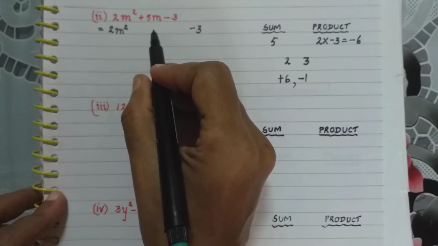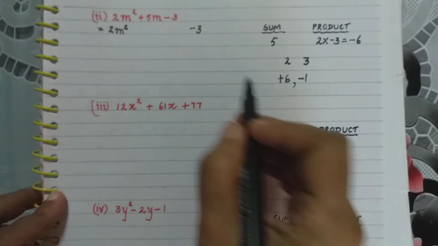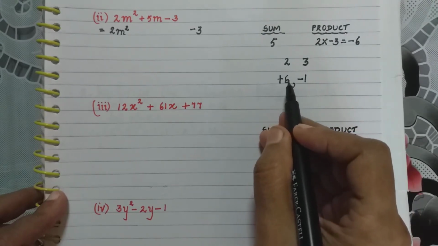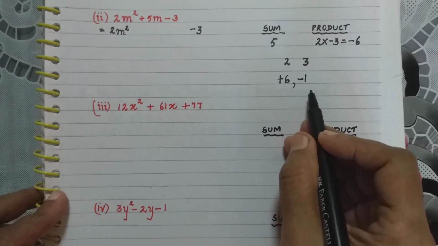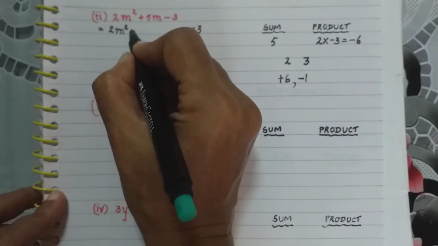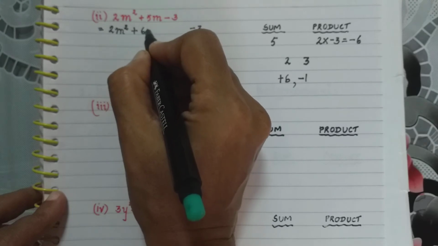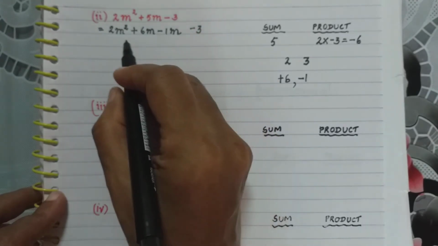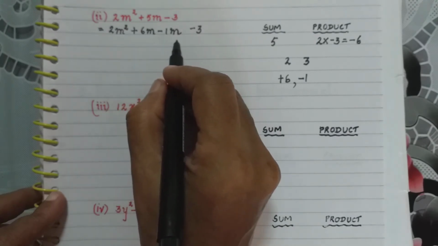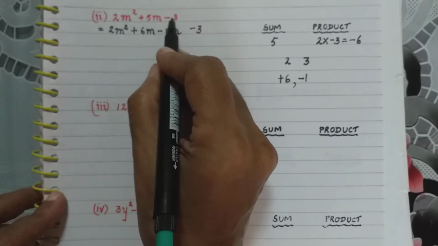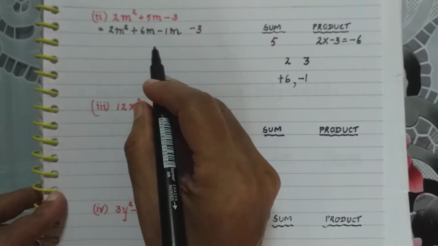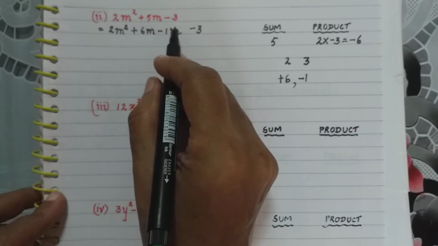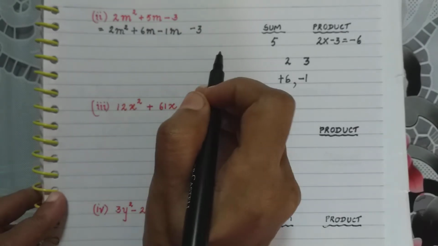So what is the variable here? It is m. So joining m to this, it becomes plus 6m minus 1m. So I write here plus 6m minus 1m. So I see here I have written plus 6m minus 1m in place of 5m. What is plus 6m minus 1m? Isn't it plus 5m? Okay, so that means what I have written is right.